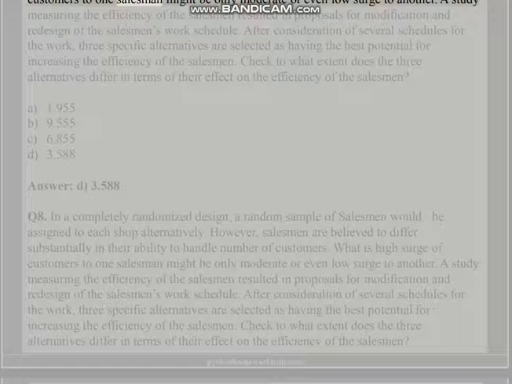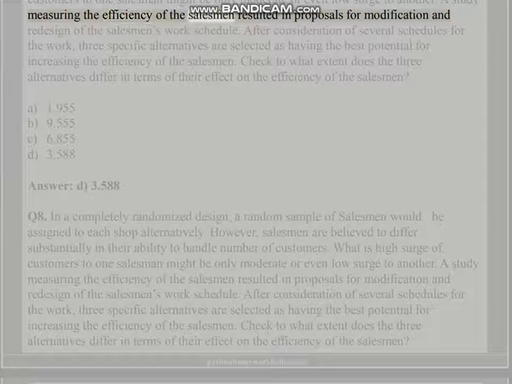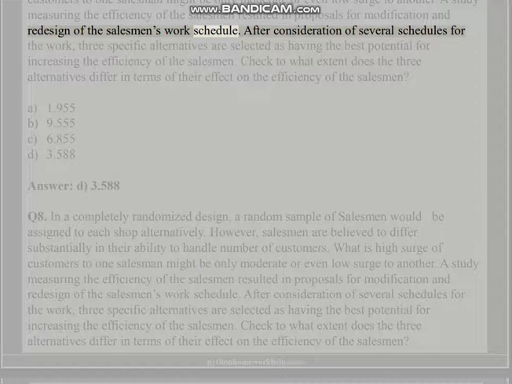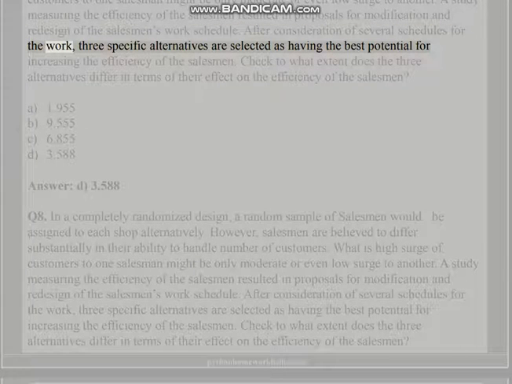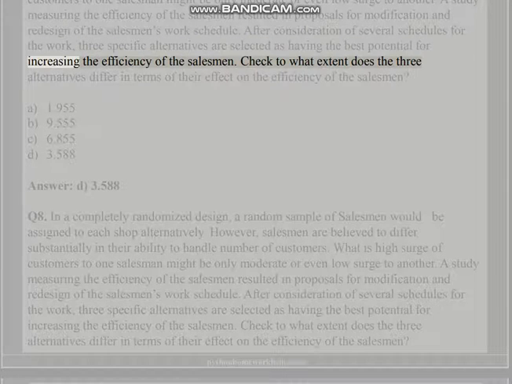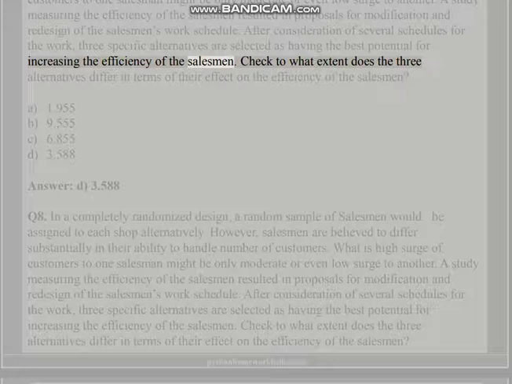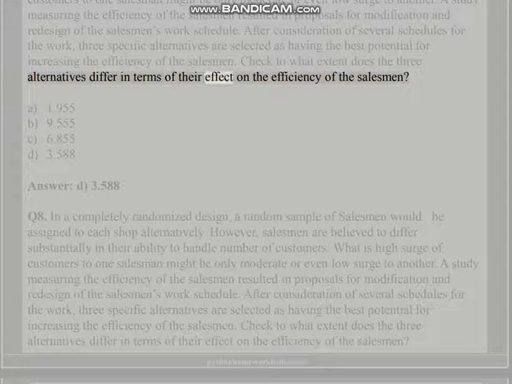customers to one salesman might be only a moderate or even low surge to another. A study measuring the efficiency of the salesman resulted in proposals for modification and redesign of the salesman's work schedule. After consideration of several schedules for the work, 3 specific alternatives are selected as having the best potential for increasing the efficiency of the salesman. Check to what extent the 3 alternatives differ in terms of their effect on the efficiency of the salesman?